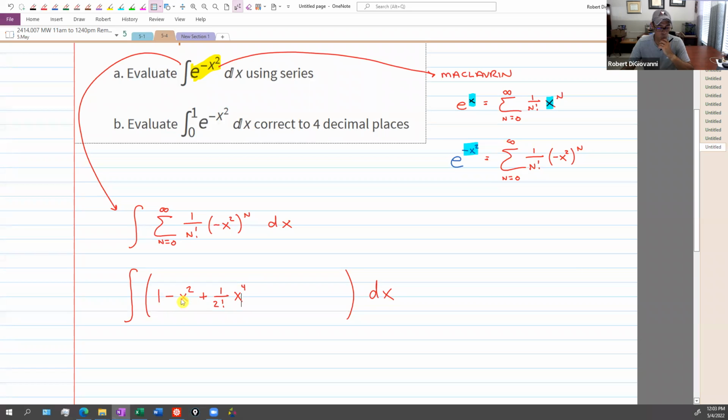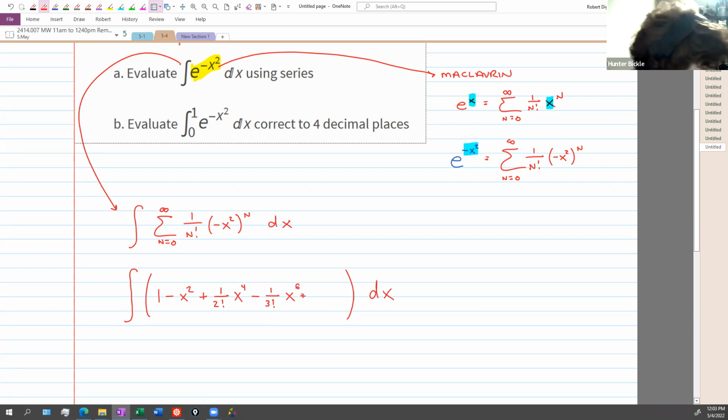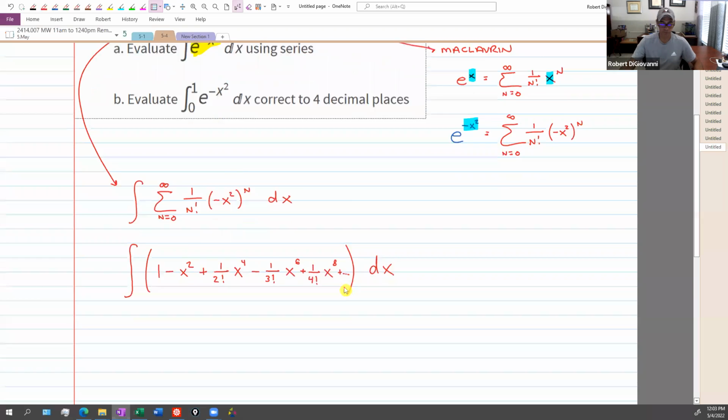So I plugged in 0, 1, 2. Now I'm going to plug in 3. This should be a minus 1 over 3 factorial. It's a minus because when I take negative x squared and cube it, the negative 1 times negative 1 times negative 1 gives you minus. And it'll be x to what power? The 6th. Let's go one more. It'll be positive 1 over 4 factorial, x to the 8th. And it keeps going, right? Dot, dot, dot.